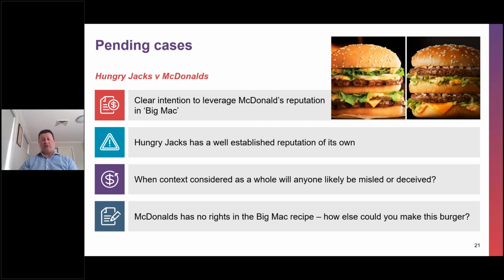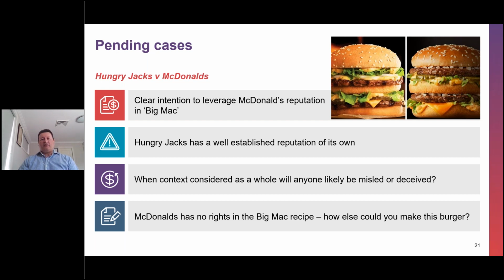Hungry Jack's has a well-established reputation of its own. It's very unlikely people are going to be misled and deceived that a burger, which might look like a Big Mac, sounds like a Big Mac because it's a Big Jack, actually comes from McDonald's. The use of the name Big Jack is also part of Hungry Jack's name, and they also say it's a homage to Jack Cowan, who founded Hungry Jack's 50 years ago.